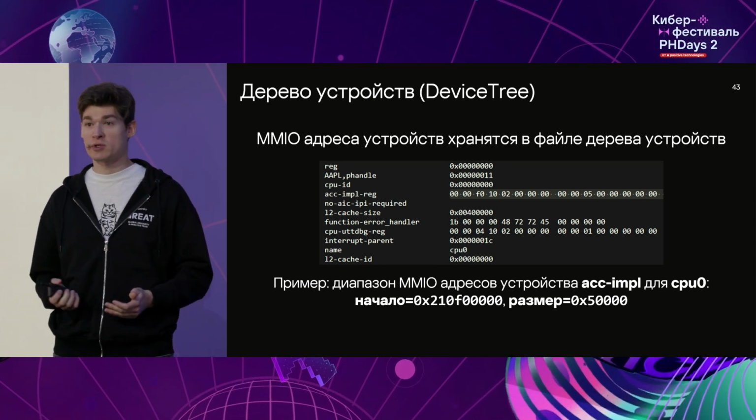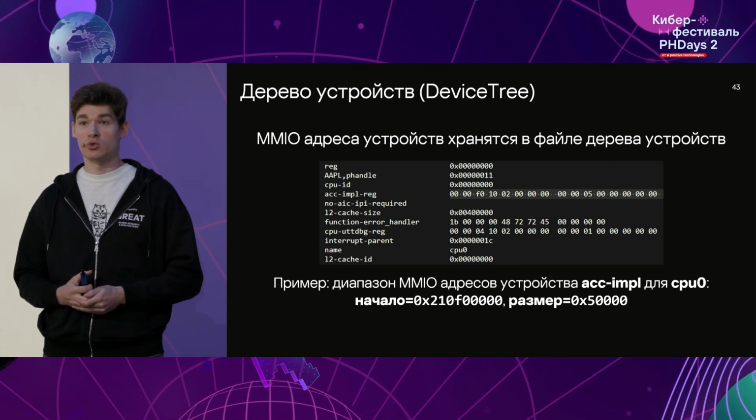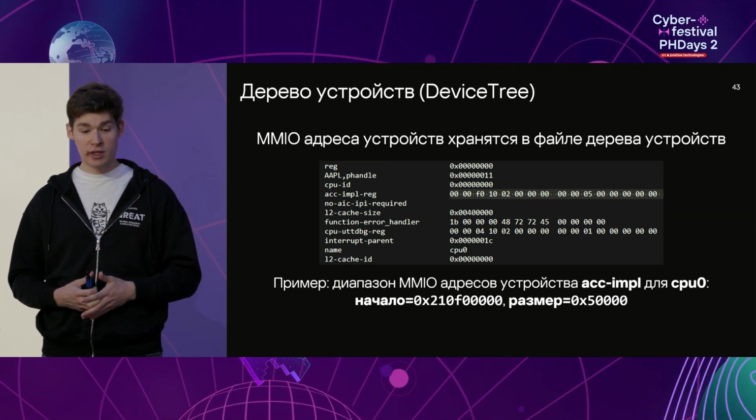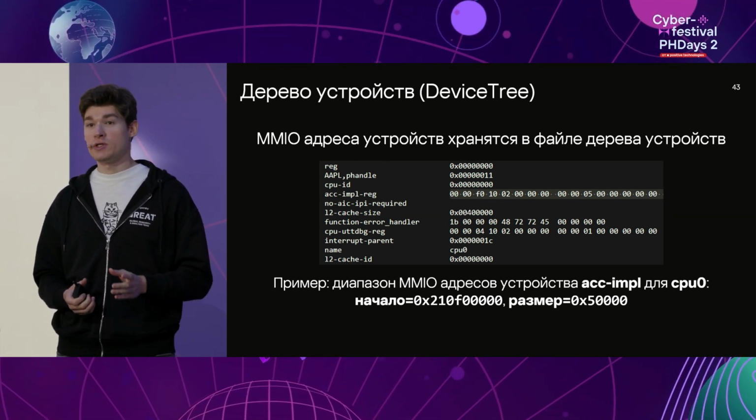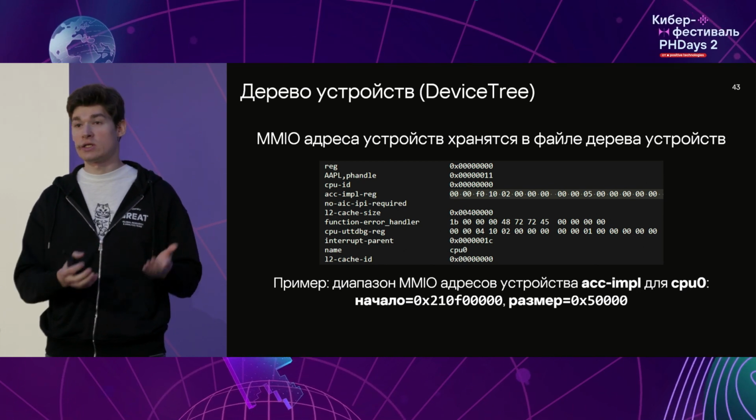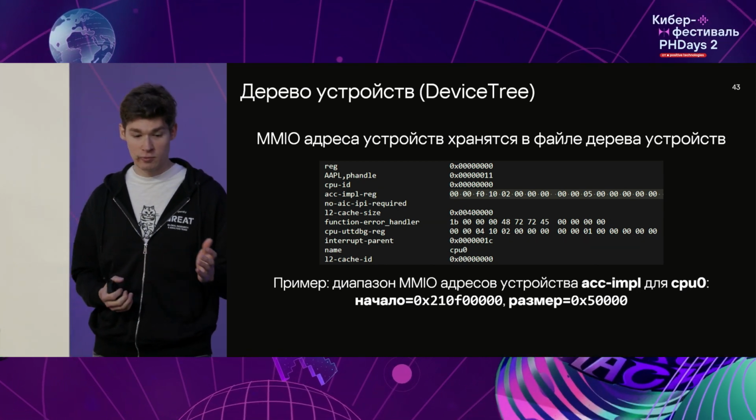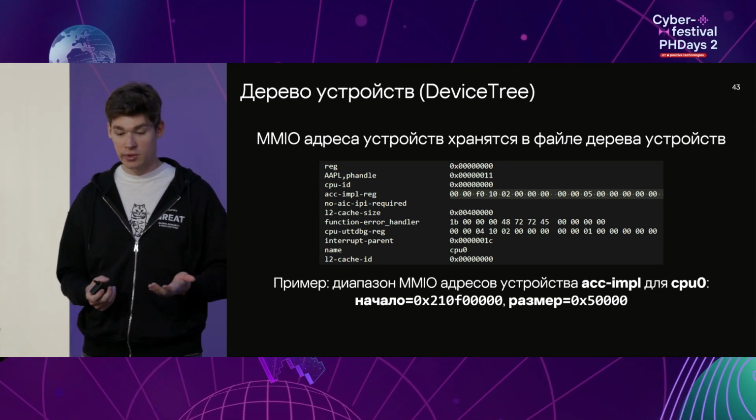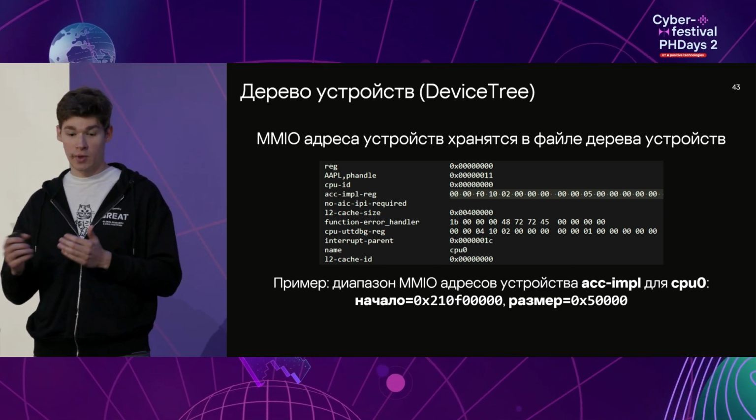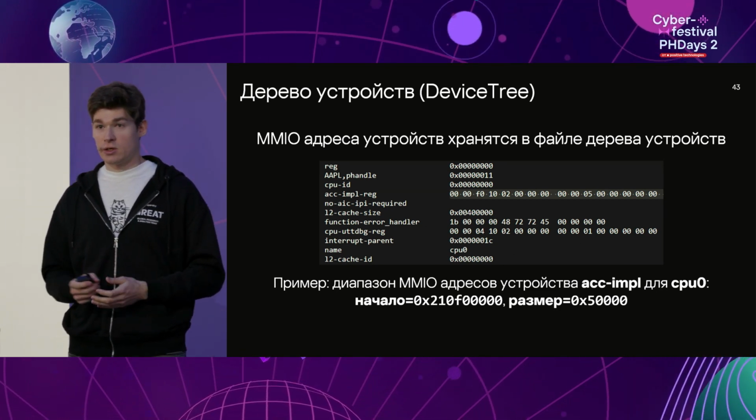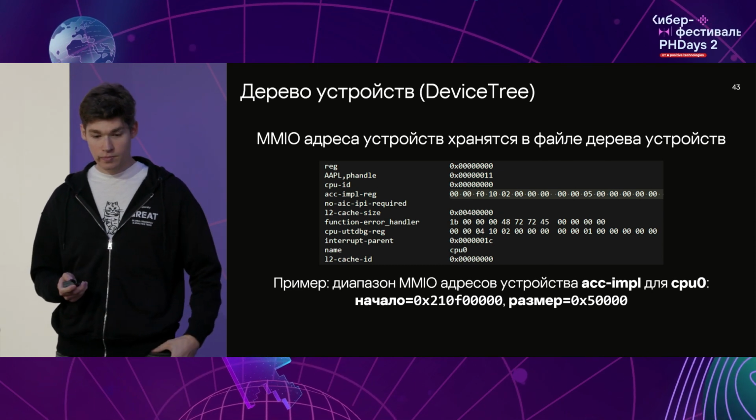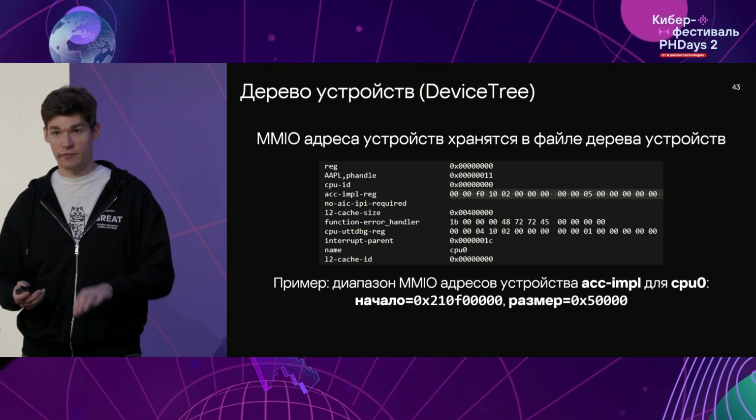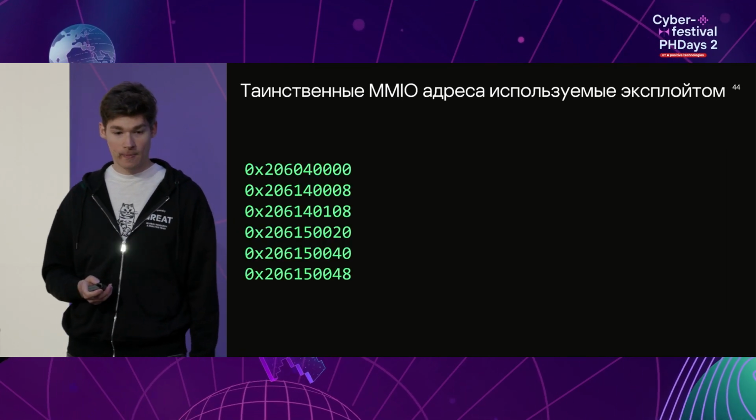A description of all of these addresses is stored on Apple devices in special files that are called device trees. It's a binary file that you can parse, and here you can see an example of how this tree can be parsed. This is a range of addresses for a CPU: the size of the area and the address of the area in the physical memory.